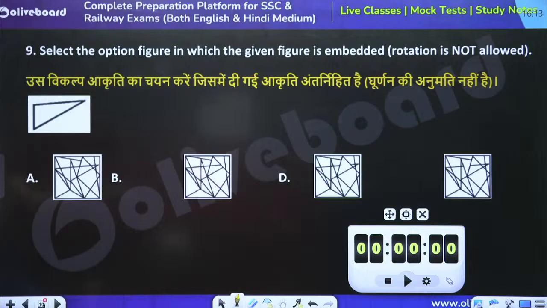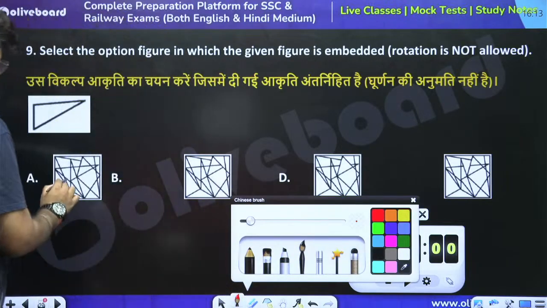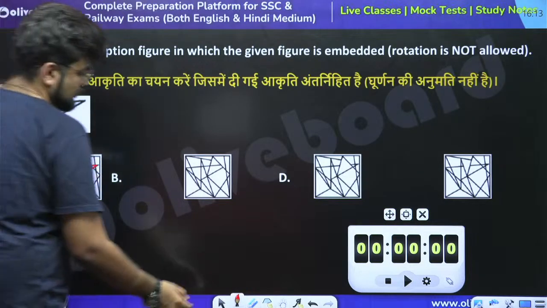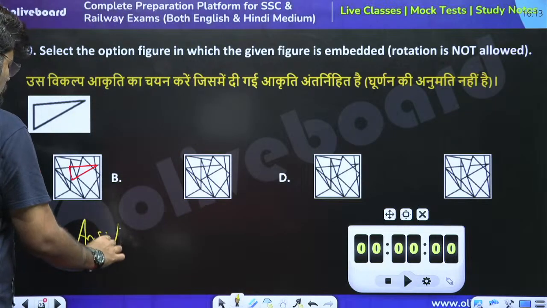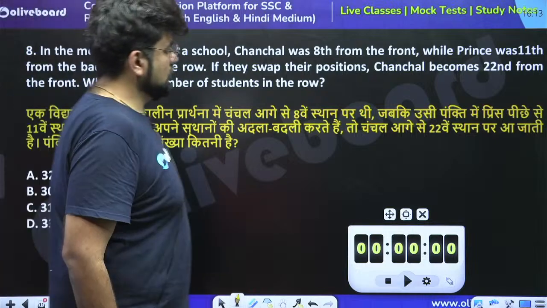Correct. So the figure is here. Just careful observation will give us our answers. It's right here. Rotation is not allowed. Option A is the correct answer. If rotation was allowed, there would be a lot of triangles in all these figures. But since rotation is not allowed, this is the only one.